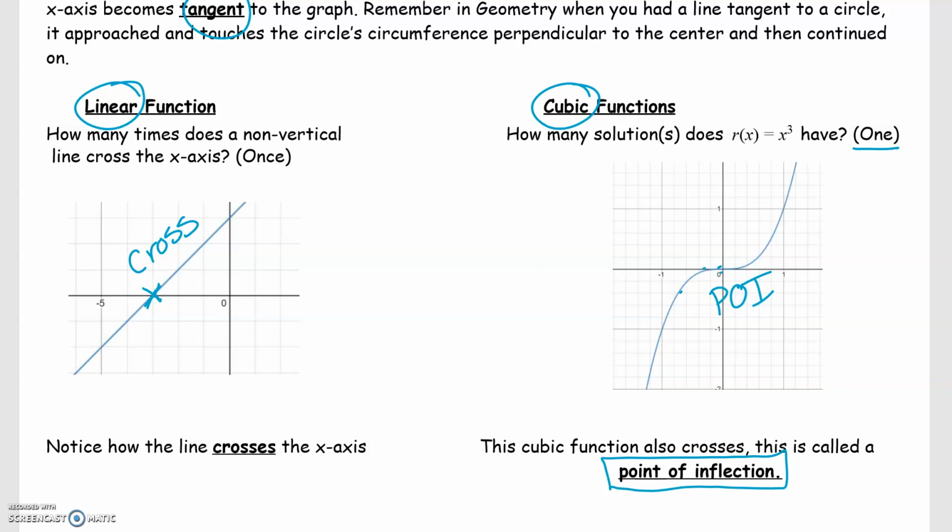Okay. Now, maybe teachers in the past have called it a wiggle. Kind of looks like a wiggly worm. So if you see anything like that on a graph, that is going to end up being a cubic function, or to the third power, and that's a point of inflection. Okay.